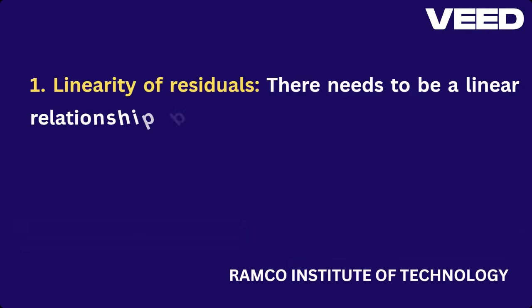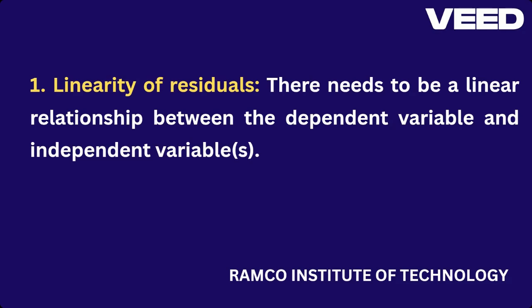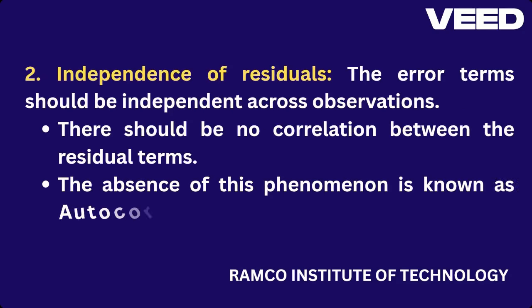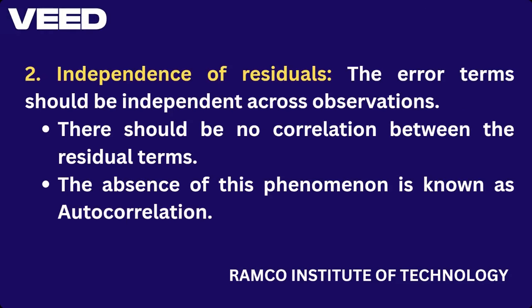So first one, linearity of residuals. There should be a linear relationship between the dependent variable and the independent variables. And next assumption is independence of residuals. So the error term should be independent across the observations. There should be no correlation between the residual terms. So the absence of this phenomenon is known as autocorrelation.